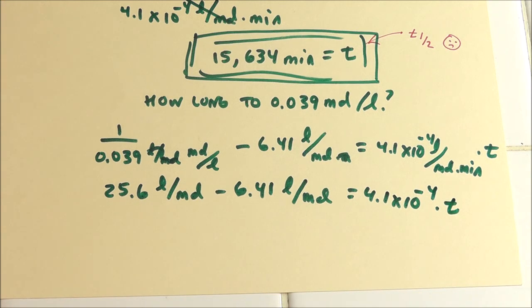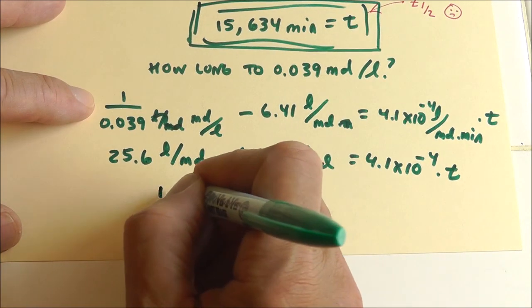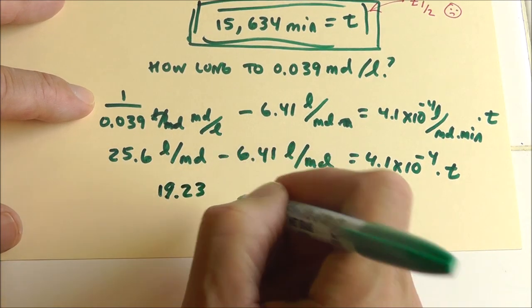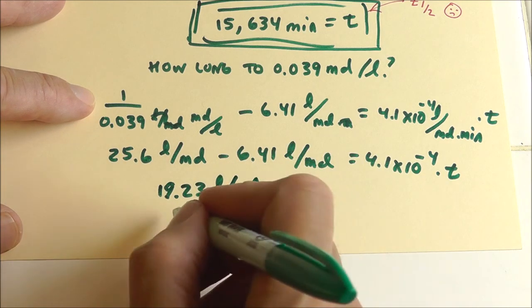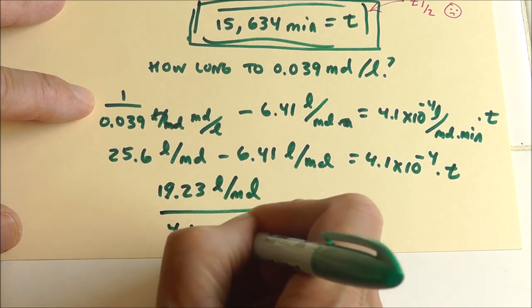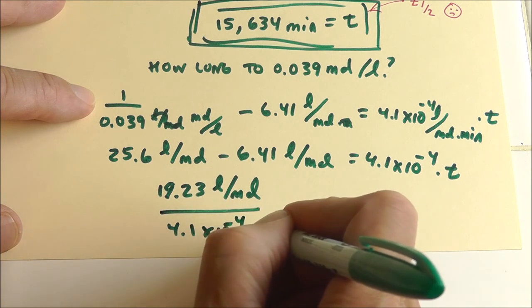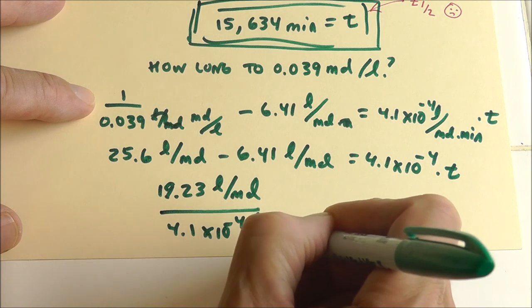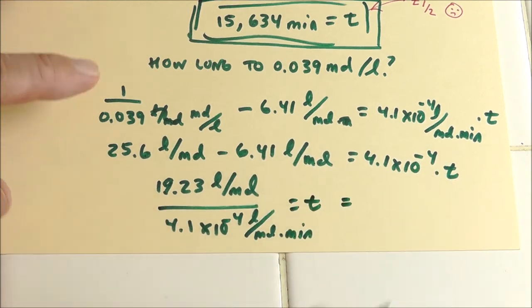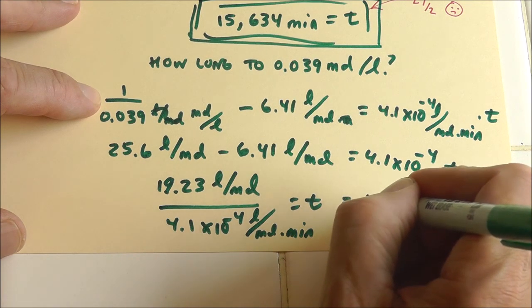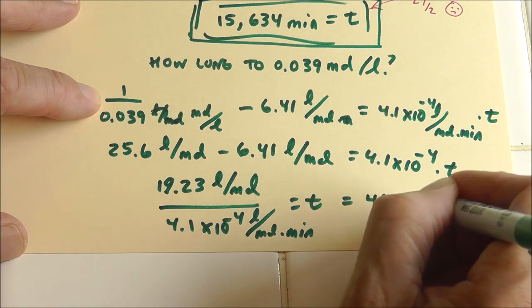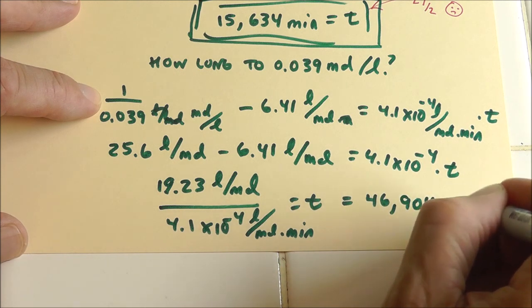Okay, hold on. I'm going to make my point in just a second. 25.6 minus 6.41 is 19.23 liters per mole. Let's divide both sides by 4.1 times 10 to the minus 4 liters per mole per minute. That is T. That would be 46,904 minutes.